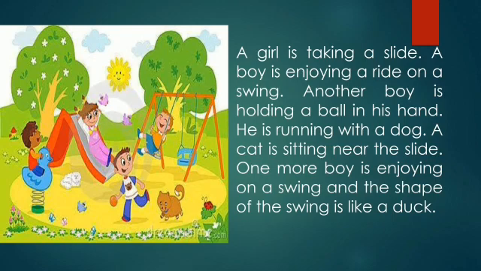A boy is enjoying a ride on a swing. Another boy is holding a ball in his hand. He is running with a dog. A cat is sitting near the slide. One more boy is enjoying on a swing, and the shape of the swing is like a duck.